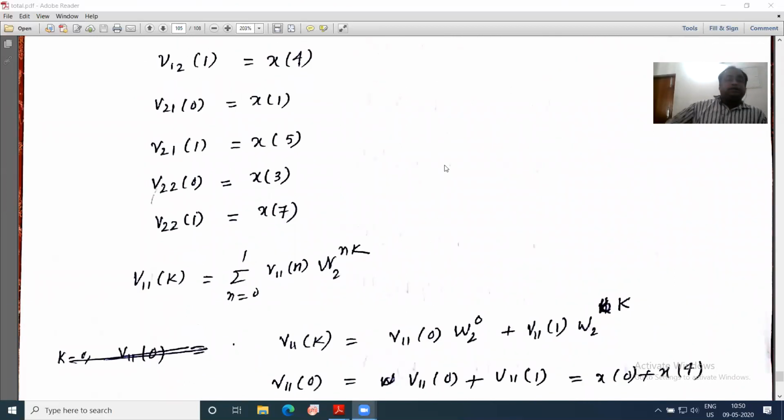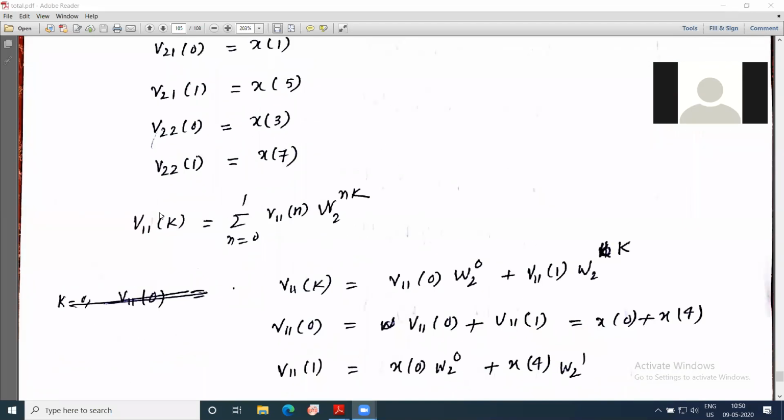Now coming back to this, I have to compute the 2-point DFT. Let us compute that. V1 on of k equals the sum for n equal to 0 to 1 of v1 on of n, w2 n k. Is this expression all right? Yes, sir. Therefore, we have computed these 2-point DFTs.